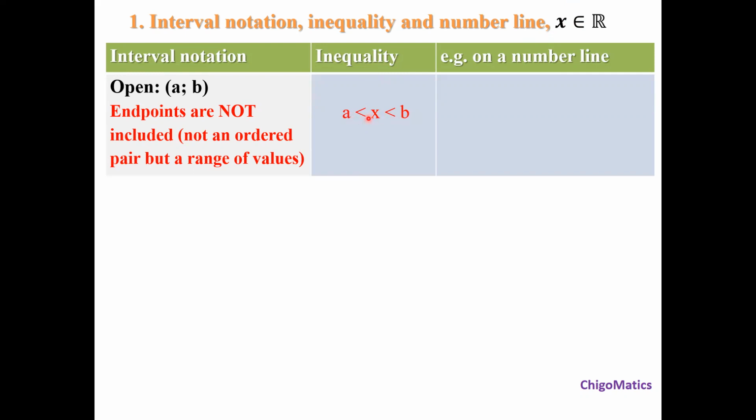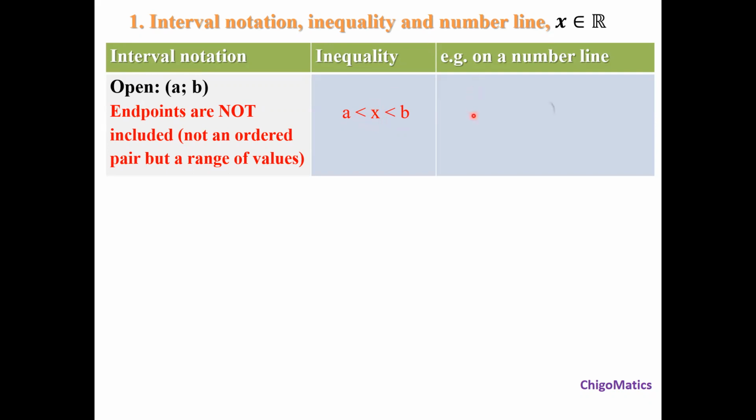That is in inequality form. So we can have all the numbers that fall between A and B. This is why we talk of a range of values. There are so many of them. That is, the values of X between A and B, there are so many, they are infinity.